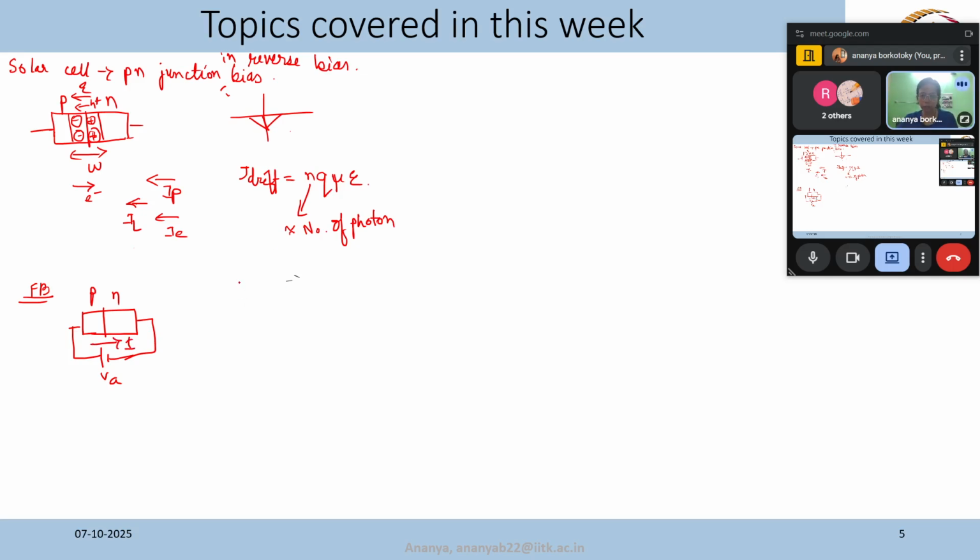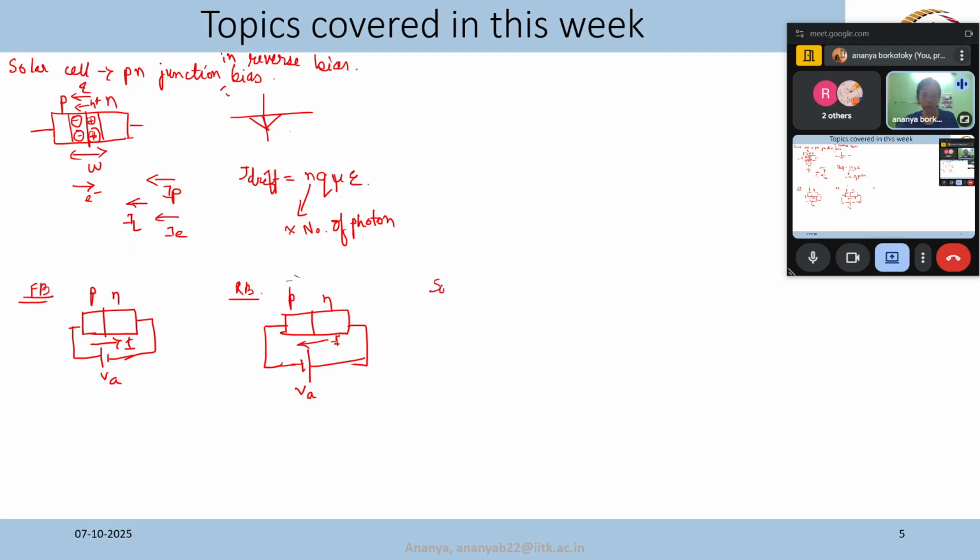Okay, what happens in reverse bias? The P side is connected to the negative terminal, N side is connected to the positive terminal. This is VA. VA is negative in this case, so this is like minus VA, what we consider as VR, reverse bias voltage. By convention we take this as negative and VR as positive. Okay, so in this case the current direction is this. So this is my reverse saturation current from N to P.